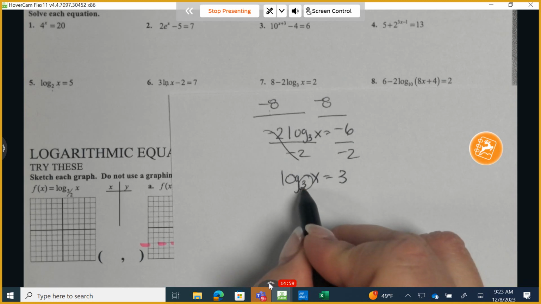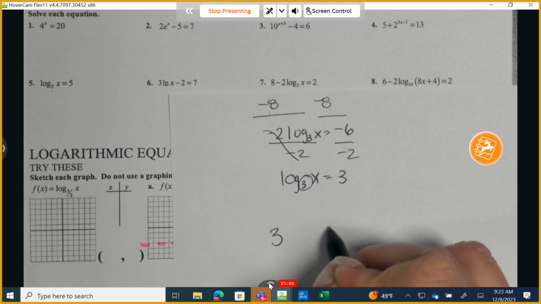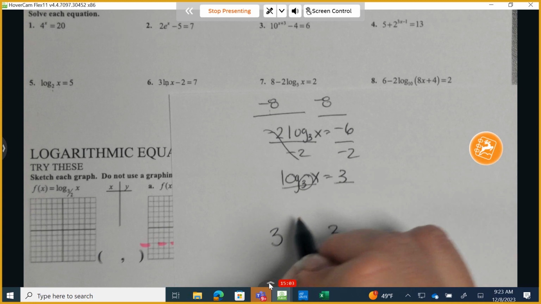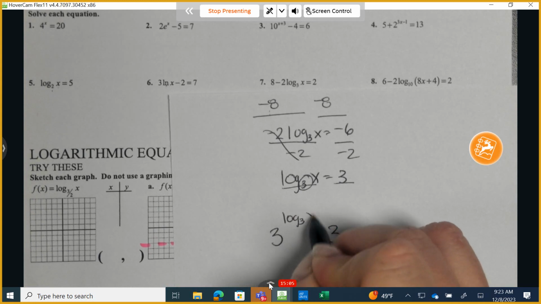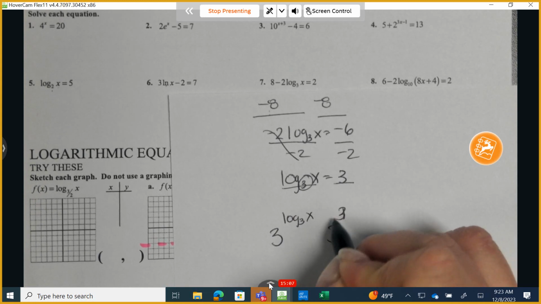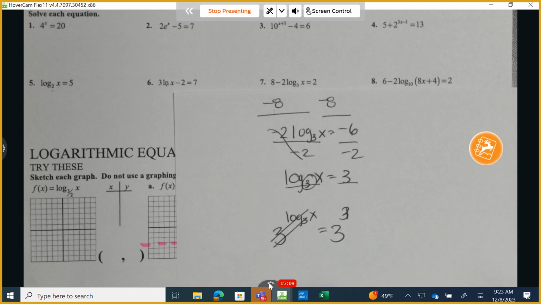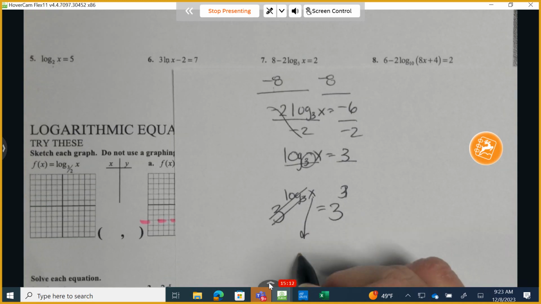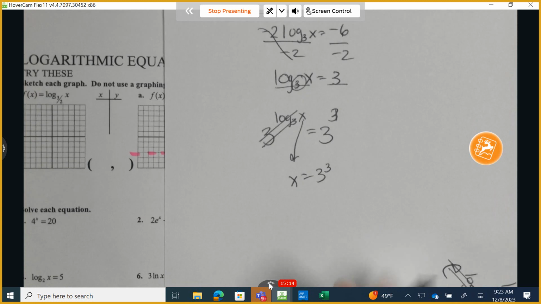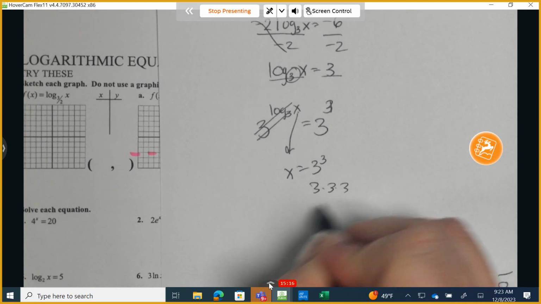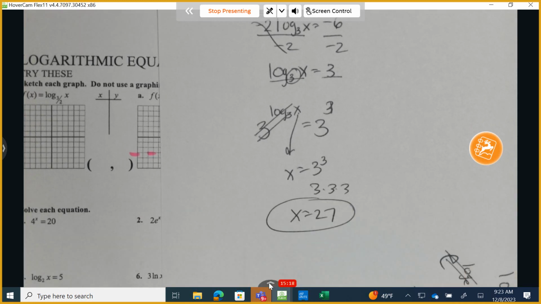What could we do? We take whatever the base is, I write it on both sides, and then I write these values as the exponent. This is going to reduce down to 1. I drop down the x, and I have 3 to the third if you needed to use a calculator. Otherwise, 3 times 3 times 3 we know is 27.